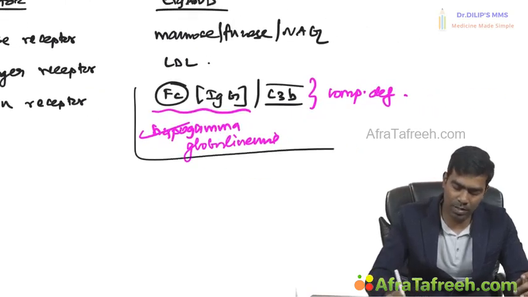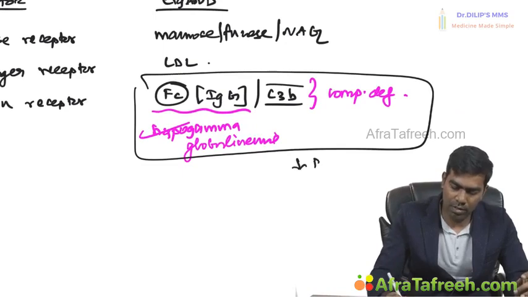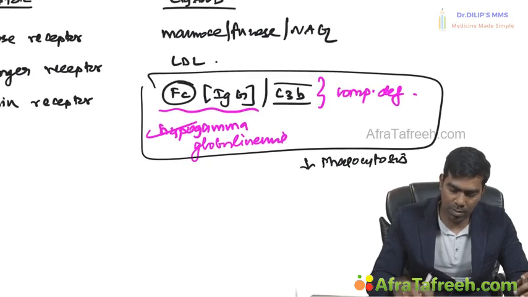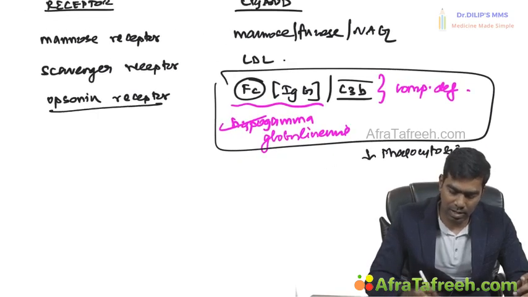These kind of patients will have defective phagocytosis, because even though the opsonin receptors are there, the antigens and the organisms, the pathogens cannot be opsonized properly because of low levels of immunoglobulins and low levels of complements, and that is the reason why phagocytosis will be defective in these patients. Some of the examples where you get defective phagocytosis.